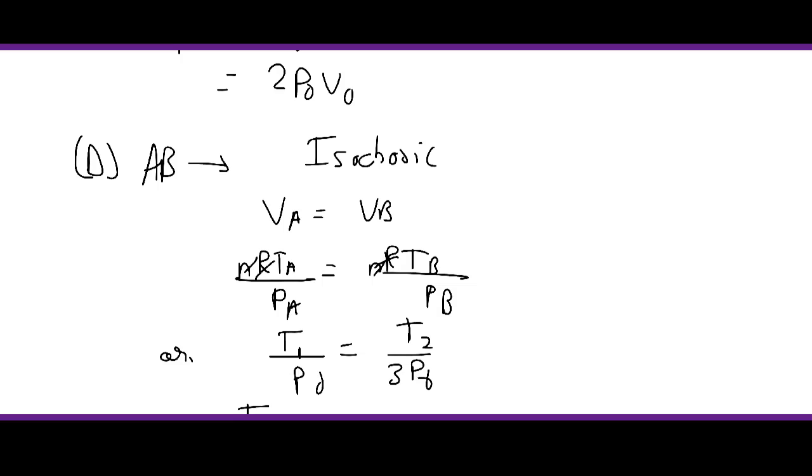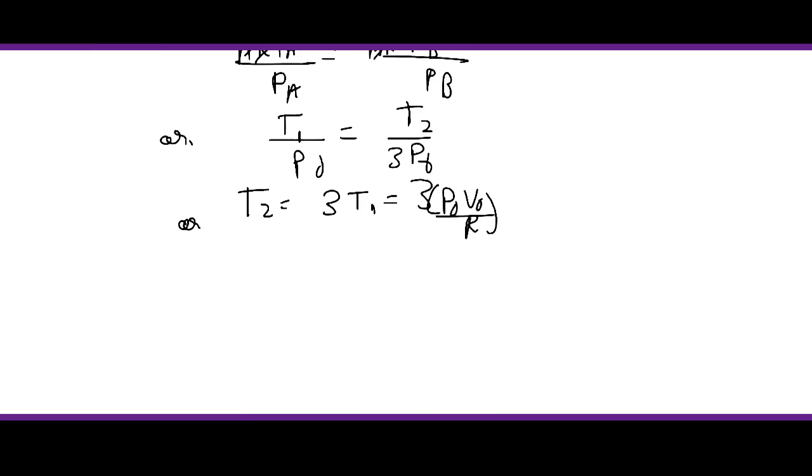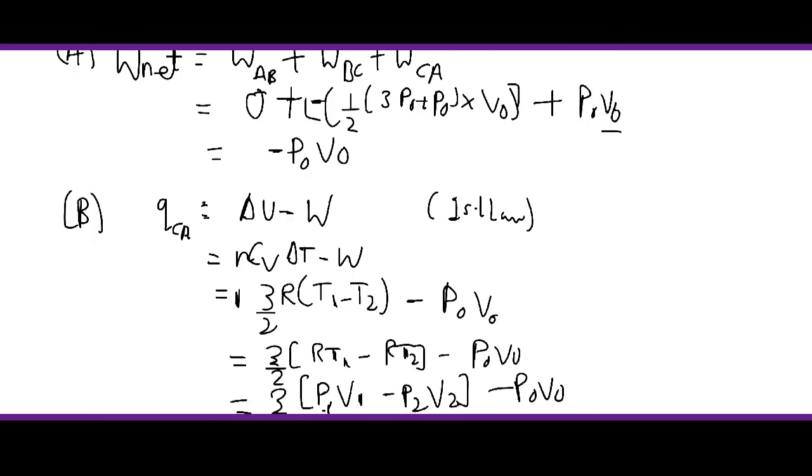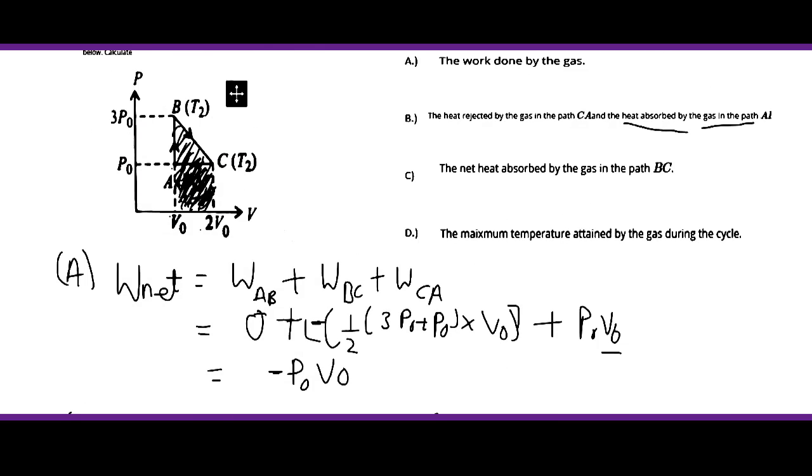So T2 is 3 times T1, and T1 can be written as P naught V naught by R. So the maximum temperature attained in the cycle is T equals T2, and that is indeed 3 P naught V naught by R. So this is the complete solution of this question and all four parts.